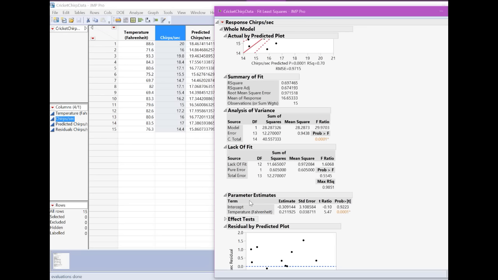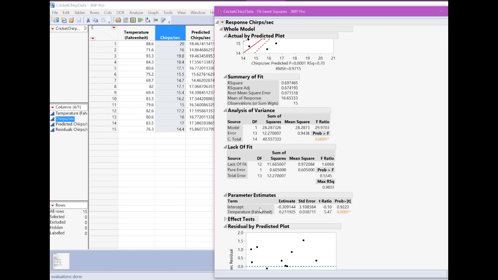And what we are really interested in is this parameter estimates table. So here we see under term, estimate, standard error, t ratio, and probability greater than the absolute value of t. This table here has all the information that we need to do inference for simple linear regression. So under term, we see intercept and temperature. So if you'll recall, our model, our prediction equation, is y hat equals a plus bx. So we have an intercept and a slope. So the intercept is a, and our estimate for the intercept is negative 0.309, and this is consistent with what we had in the class notes.